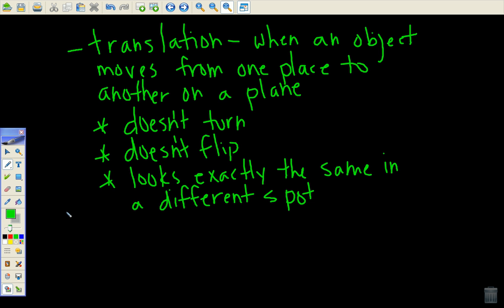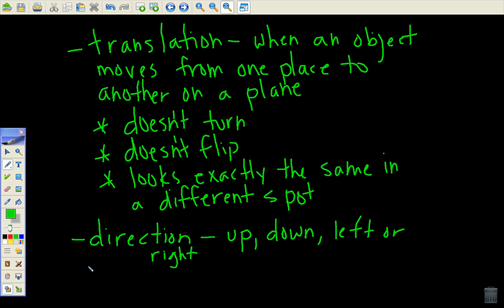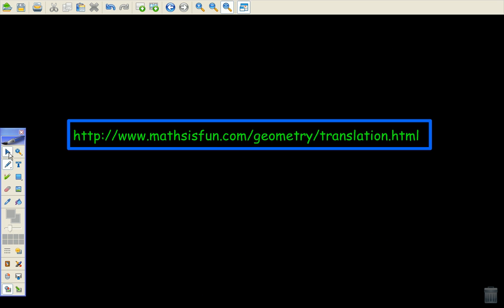When we're talking about translations and we're describing what translation occurred, we talk about the direction and the distance. So for direction, we can talk about moving up and down or left and right. And then for distance, maybe we talk about that it moved 2 units or it's 1 inch away, that kind of stuff. And this is all happening on the plane, the coordinate grid that we are familiar with. Okay, I'm going to go to this website and we're going to look at some examples of translations. And you can go to this website as well if you just type this into your toolbar.